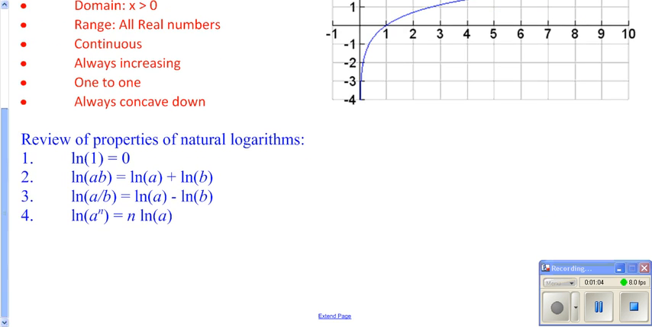Also, reviewing properties of logarithms. Natural log of 1 is 0, because log base e of 1 means e to what power is 1, and that is 0. Remember, if you have two things multiplied together after a log, you could break it apart: log of the first one plus log of the second one. Similar with division: you take log of the first one minus log of the second one. Then if you have an exponent after your log, you can take that exponent and put it down in front. Those are the main properties of logarithms to refresh your memory.